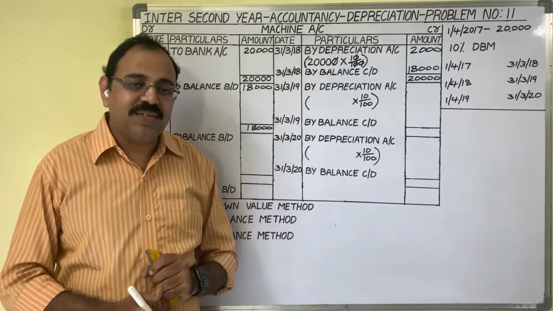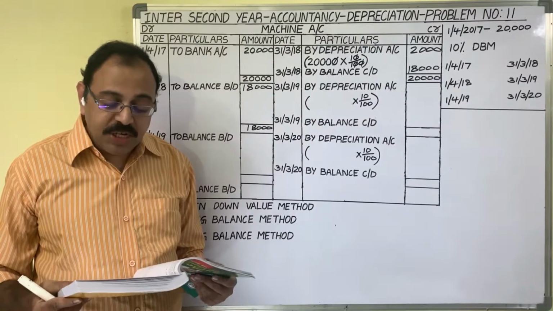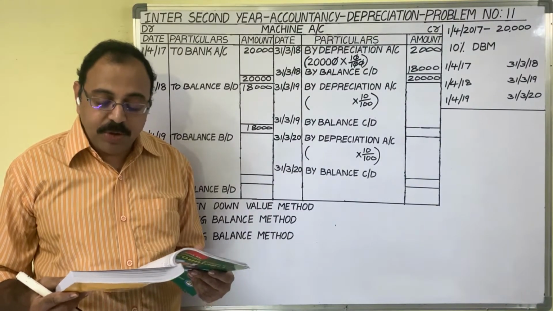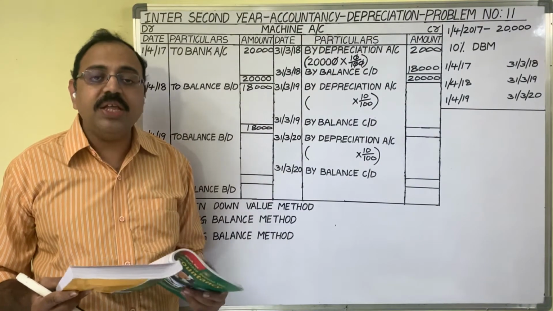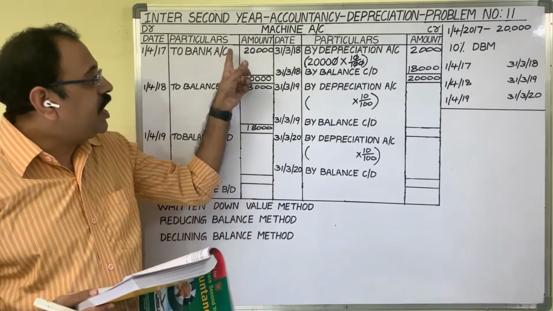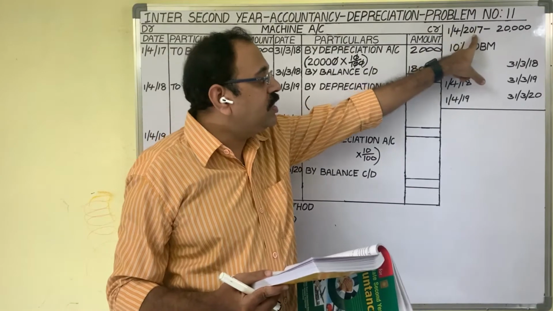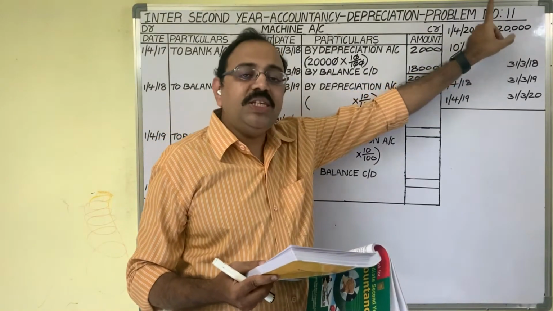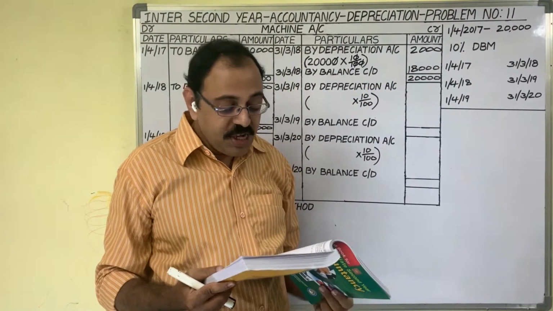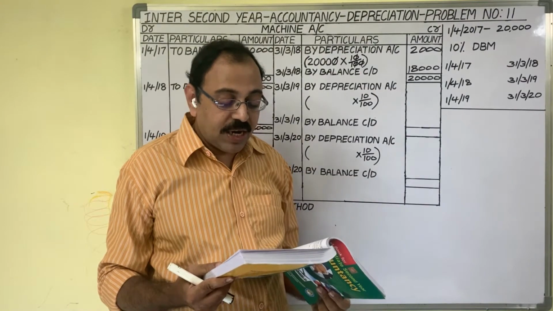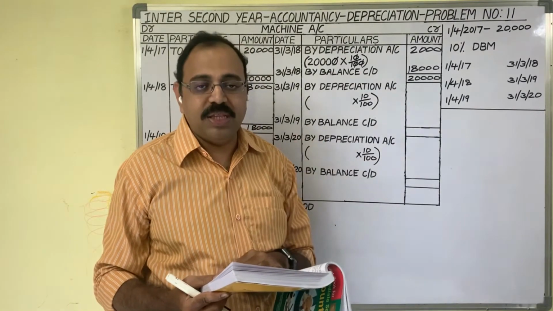Let us see the question. Madhu and Company purchased a machine on 1st April 2017 for 20,000 rupees. Asset name is machine. They bought it on 1st April 2017. Cost of the asset is 20,000. Depreciation is charged at 10% under the diminishing balance method.